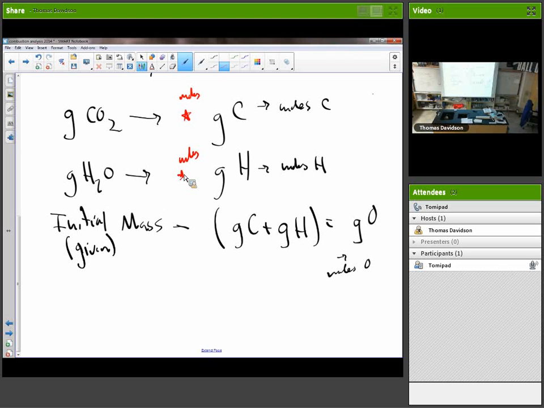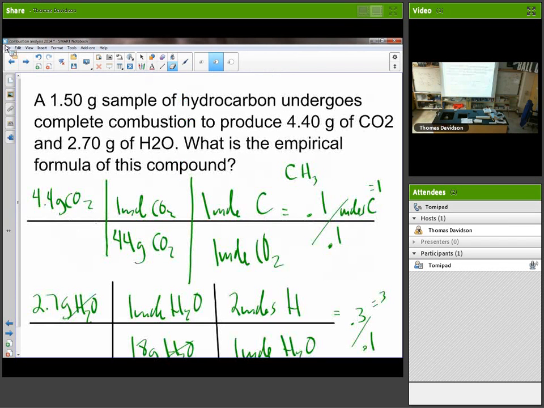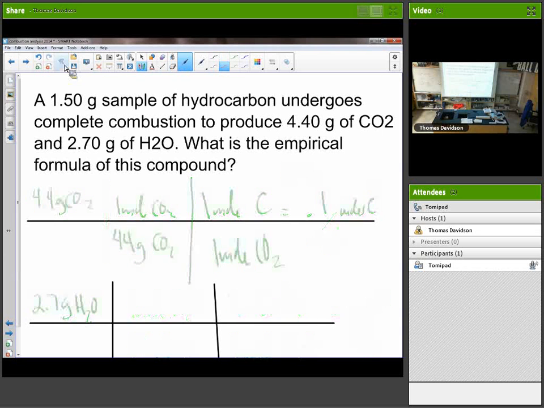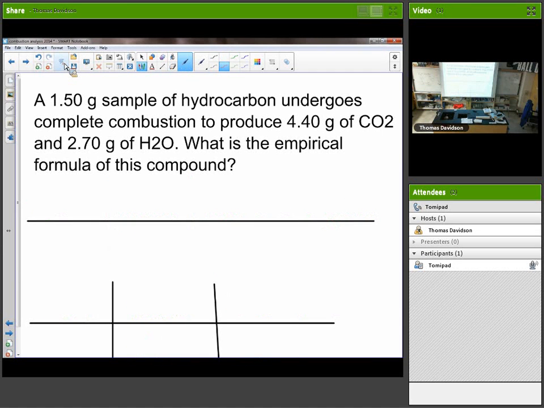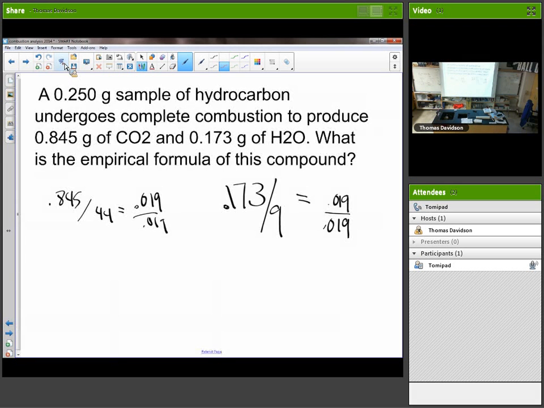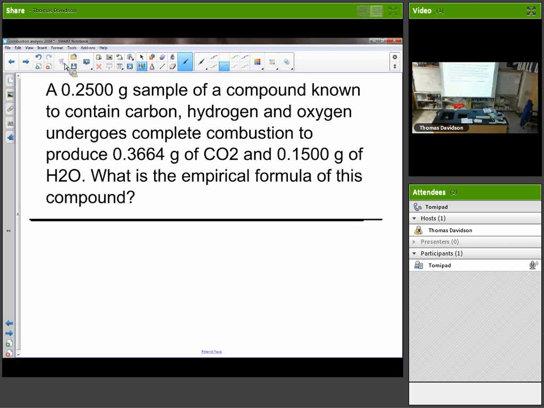I have to get it to grams to subtract from my mass. I know that some of you are super lost right now, but here we go. Okay, it is known to have carbon, hydrogen, and oxygen. So that's the dead giveaway that this one's a harder one, because it's not just C's and H's. It undergoes complete combustion to produce all of this stuff.